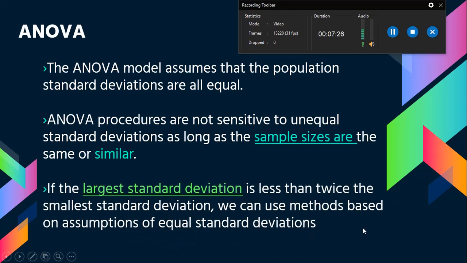Now, when the standard deviations are not equal, what we can do is take the largest standard deviation, and we want to make sure that it's less than twice the smallest standard deviation. If this criteria is met, then it is safe to use the assumption that all the standard deviations are equal, and we can proceed with the ANOVA process.